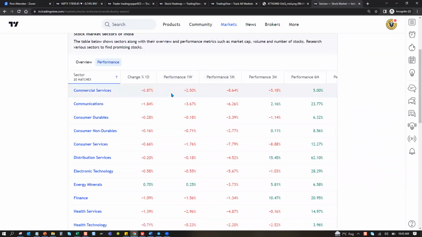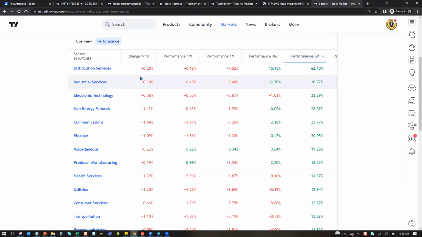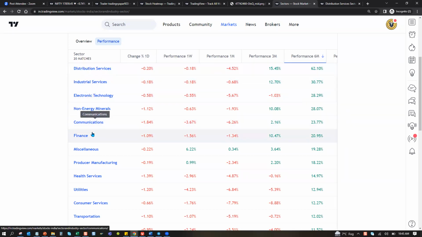Now in performance, you can say, I want to sort it by 6 months. So in the last 6 months, for example, the distribution services sector is doing well. So you can always do some kind of analysis: if you have a portfolio and you want to rebalance it monthly, you want to remain invested in the sectors that have been top performing. For example, if after a month a certain sector is leading, then you want to shift your badly performing stocks to the sector which is performing well as per these data points.